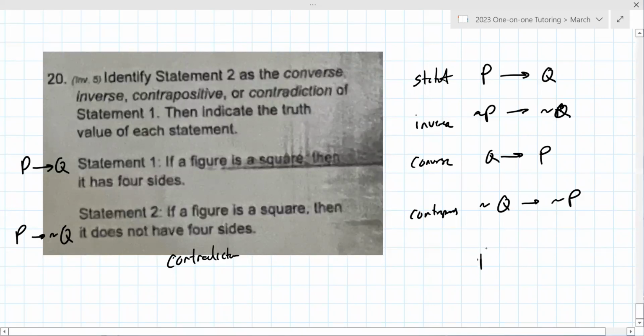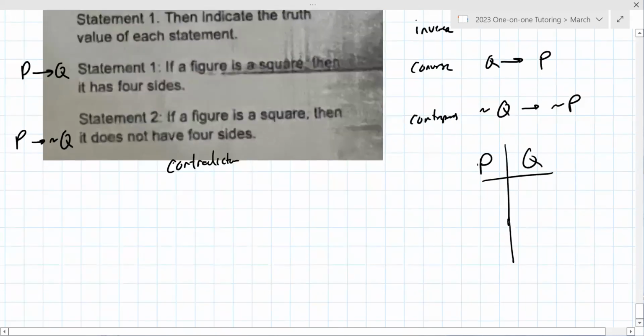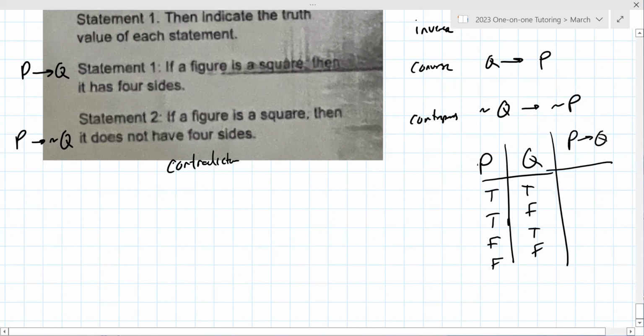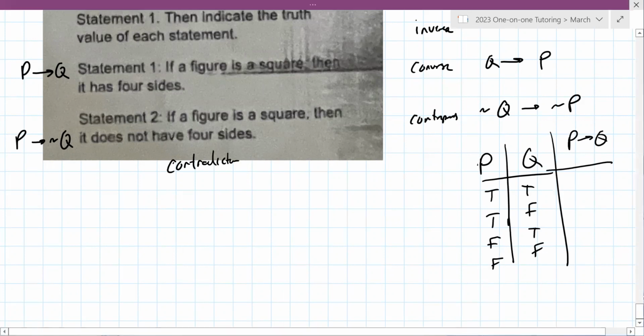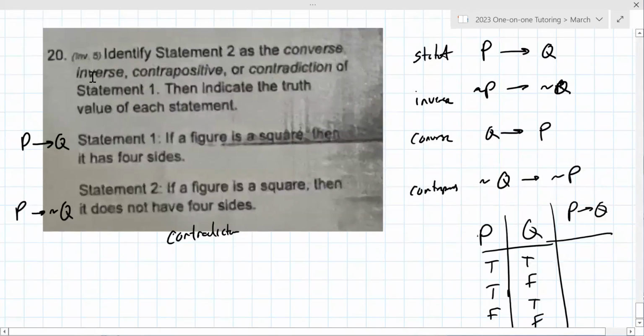Did you guys do truth tables with P's and Q's? Like true, true, false, false, true, false, true, false, like that. Does that look all familiar? I don't think we did those. Okay. We might have done it a different way. But... Yeah, I'm not sure.